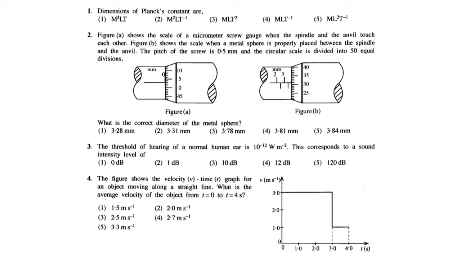Question number 4. Velocity time graph is given for an object moving along a straight line. They are asking for the average velocity. Average velocity is displacement over time. So you can find the displacement by calculating the area under the graph. So area is 3 into 3 for the big square, and the small square is 1 into 1. So total displacement is 10 divided by the time 4. The answer is 2.5. Answer 3.